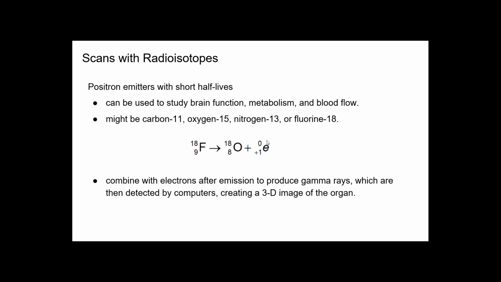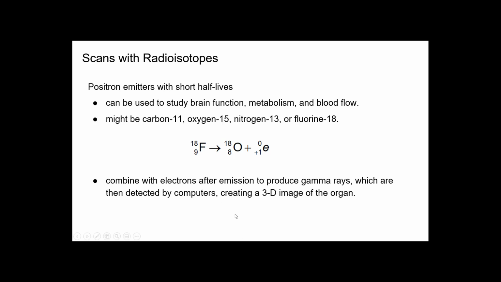And here's a picture of iodine-131 in the thyroid. So positron emitters with short lives can be used to study brain function, metabolism, and blood flow. These involve carbon-11, oxygen-15, nitrogen-13, or fluorine-18. And here is just, remember we were covering balanced reactions. They have to balance on both sides. There's 18, 18 plus 0, and 9, 8 plus 1. Remember, a positron emitter, the word pos means it's positive, but it's the opposite of electron, so it has a plus 1 here. They combine with electrons after emission to produce gamma rays that are then detected by computers.